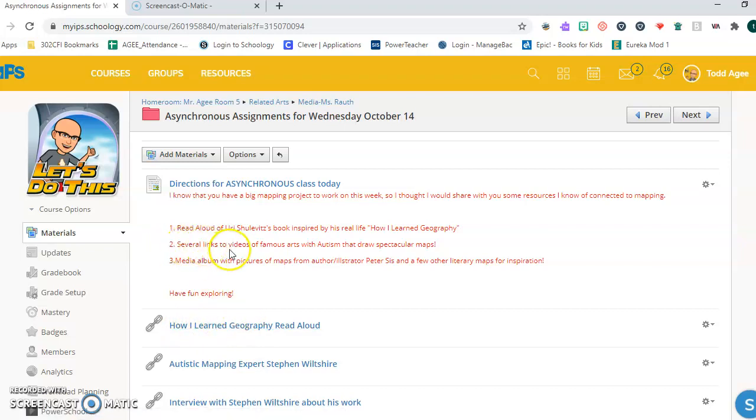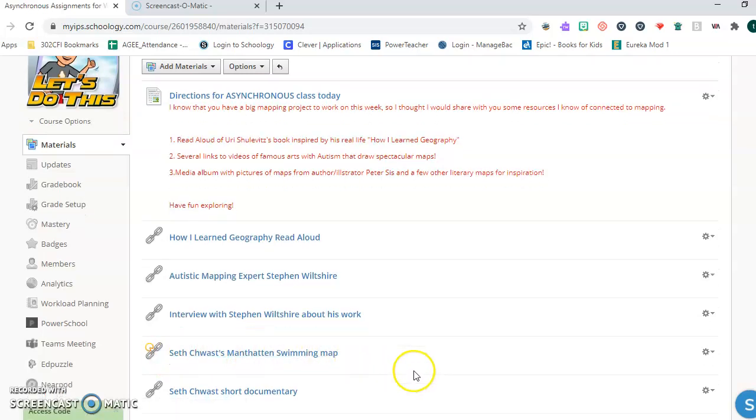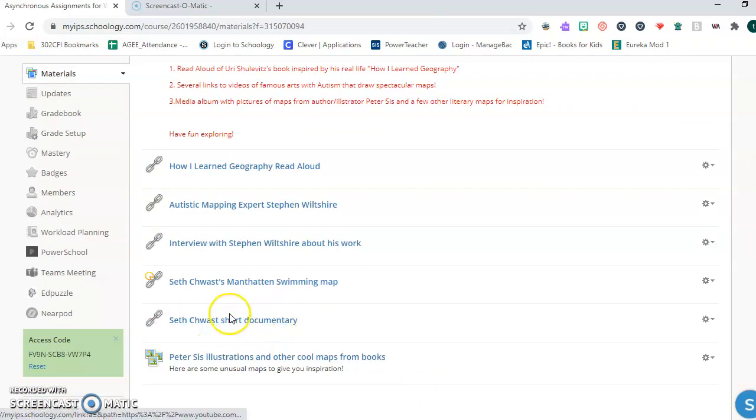Then she gave several links to videos of famous artists with autism that draw spectacular maps. So autistic mapping expert Stephen Wiltshire. And here's an interview with Stephen Wiltshire. Watch these videos. You might become inspired in your mapping project. Here is Seth Tward's Manhattan swimming map. Here is a short documentary on Seth Tward. Okay, and here are illustrations and other cool maps from books that Miss Roth found for you.